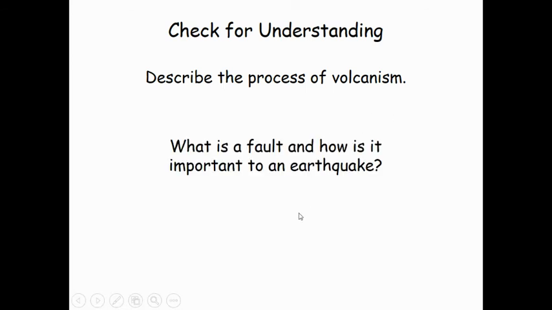What is a fault and how is it important to an earthquake? Take a look at number 25. Hopefully you wrote down what a fault is. So a fault is simply the crack along which you have movement in the Earth's crust. And faults store energy as the movement wants to occur, but it doesn't. So they store this energy, and then as soon as the strength of whatever that rock is breached, the energy gets released, the rock snaps, and that's what produces an earthquake.